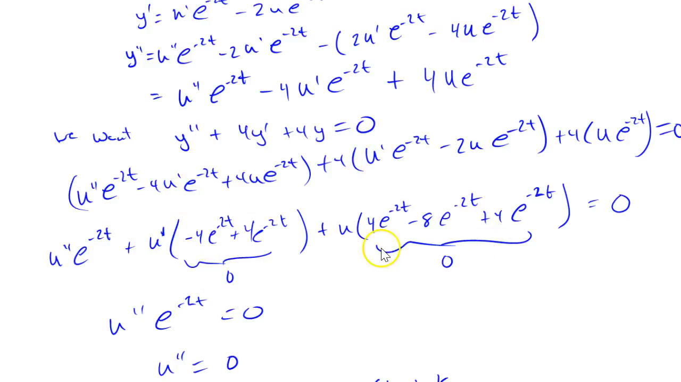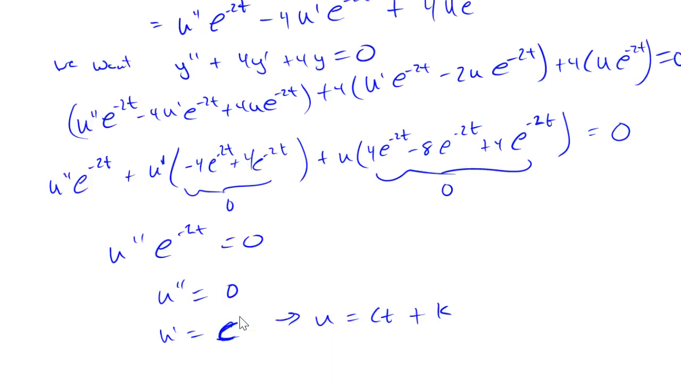That's a 0, and then all the stuff that has just u's. There's the 4 there, there's that one there, and there's this one here. Those all come up to here. Hey, look at that, those add up to be 0. Beautiful. So you end up with just this equals 0, which tells you that u'' has to equal 0.